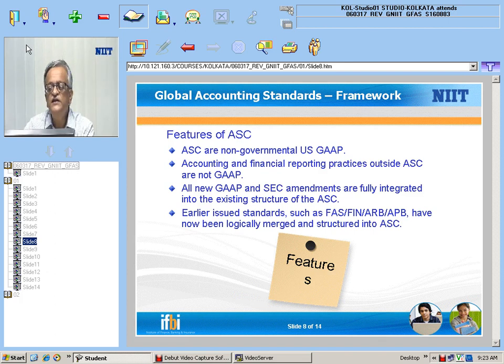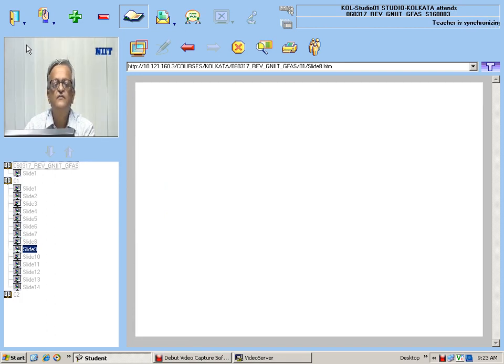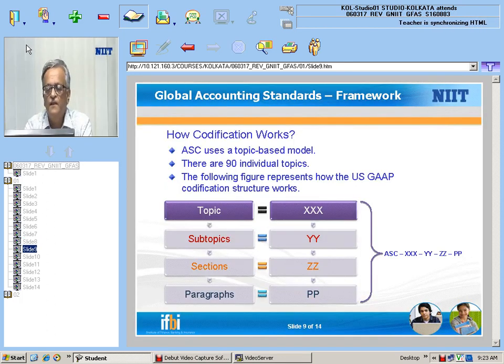Hemant from South Extension, ASC, as I told you, accounting structure codification. How does codification work? On what basis does codification work? ASC uses a topic-based model. There are 90 individual topics.